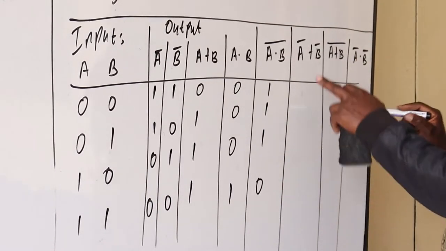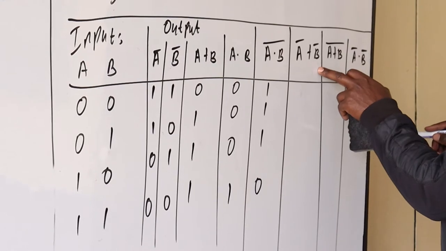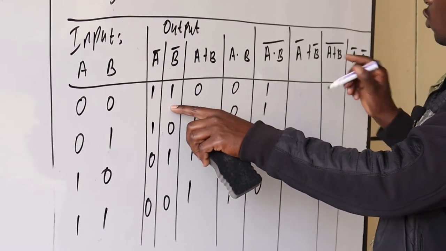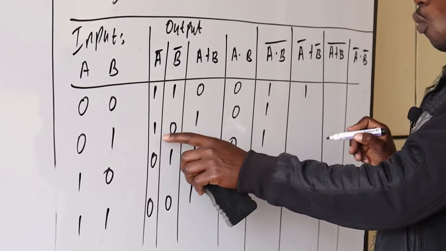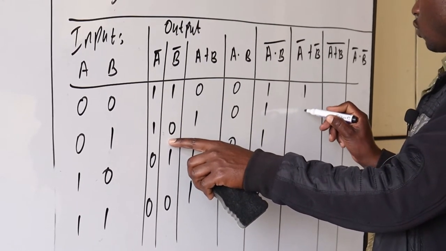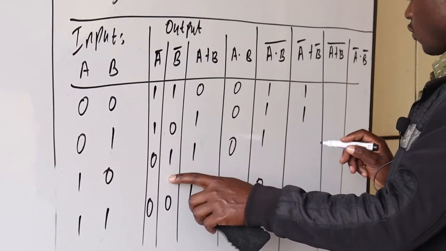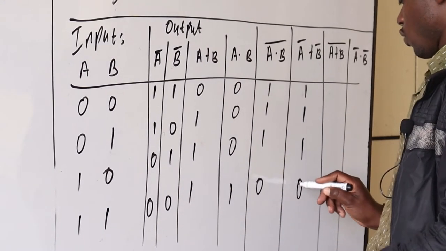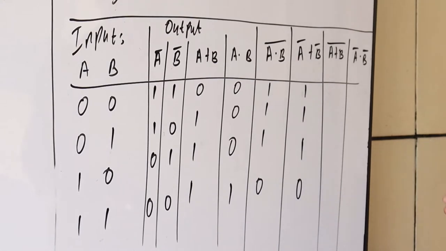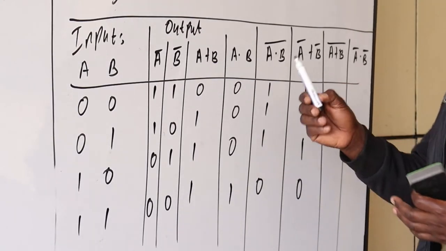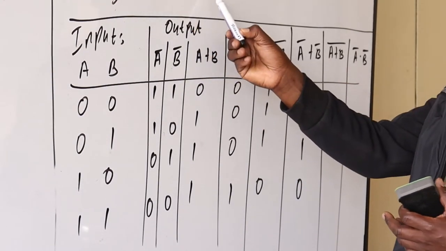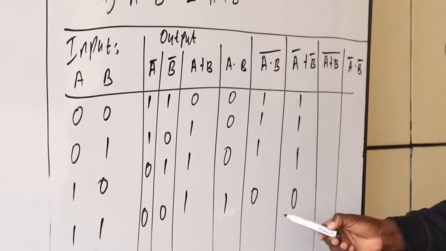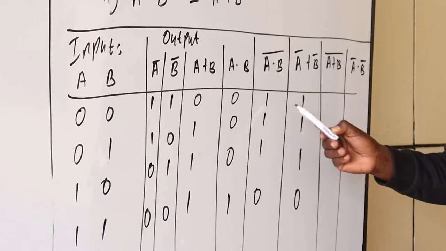Then A bar plus B bar. So we come here. A bar 1 or 1 will be equal to 1. 1 or 0 will be equal to 1 still. 0 plus 1 will be equal to 1. And then 0 plus 0 will be equal to 0. So if you are keen, we can say up to here that indeed A dot B, all barred, is the same as A bar plus B bar, since the outputs here are the same.